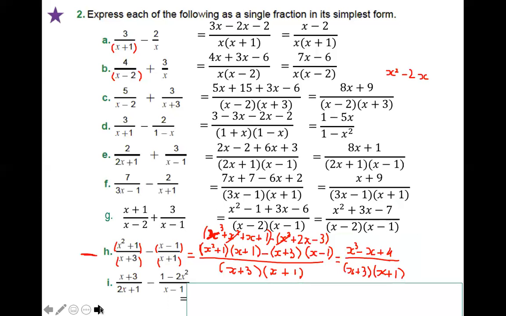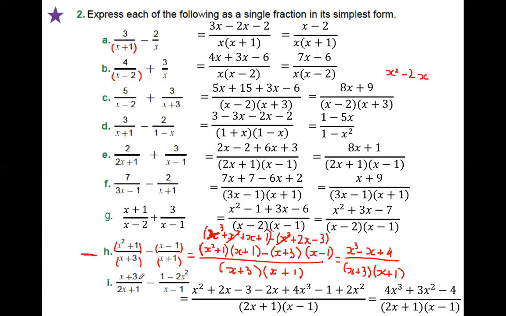And the last one in our group here, I've got (x + 3)/(2x + 1) minus (1 - 2x²)/(x - 1). So you would again do x plus 3 times x minus 1, which is x squared plus 3x minus x, which is plus 2x minus 3. So that's the first part here. Remember, I've skipped one step.